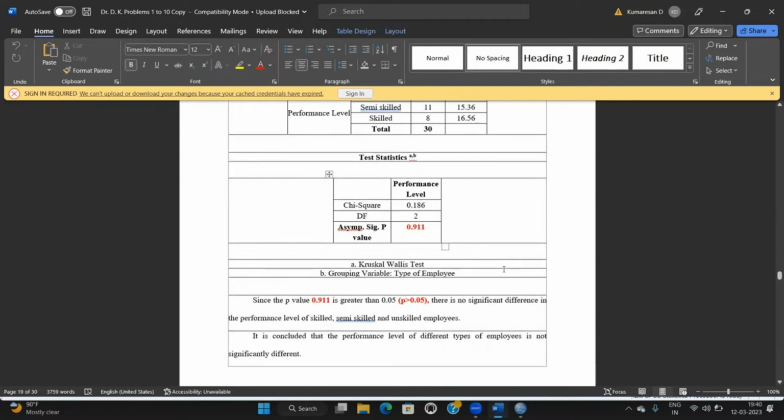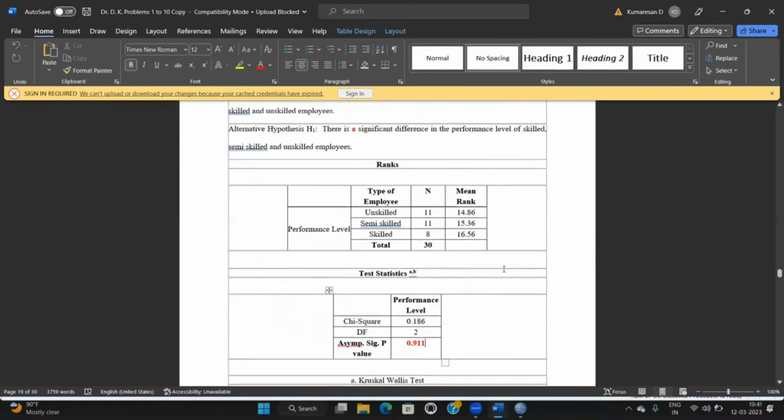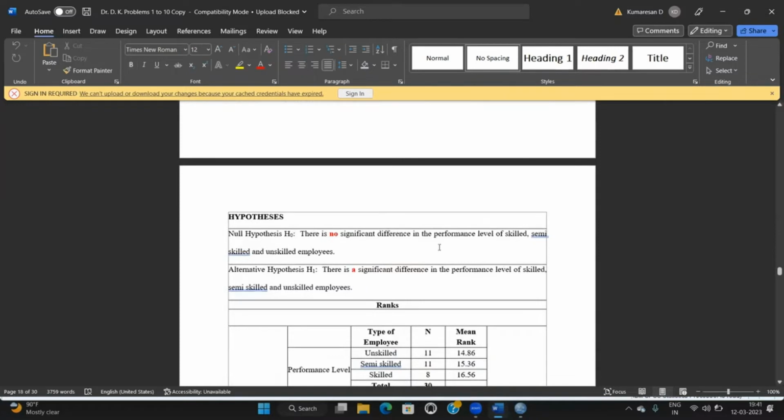What is the significance level? 5%. That is 0.05. We have to check whether the p-value is less than 0.05 or greater than 0.05. Here, the p-value is greater than 0.05. That means the possibility of accepting the null hypothesis is more. So we have to accept the null hypothesis.